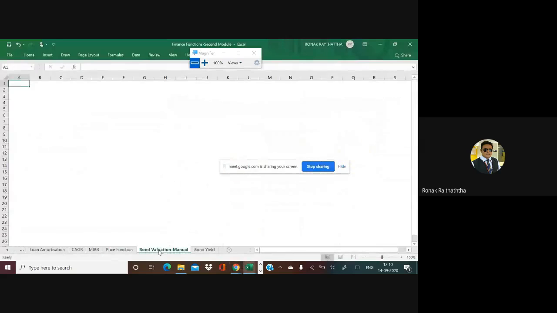This bond calculation and valuation can be done manually as well. Bond yield as well we can do manually, but let's not go into it right now because that will take some 5 to 10 minutes. Let's complete this lecture here. I have taken a short lecture today. One more lecture will be required and we will be able to complete this first module entirely, and the second module is going to start from the second next lecture onwards.